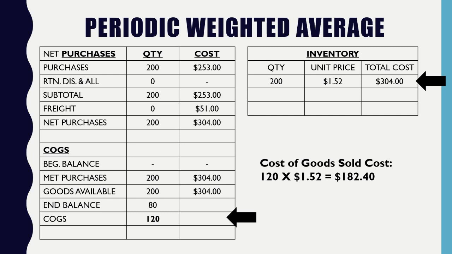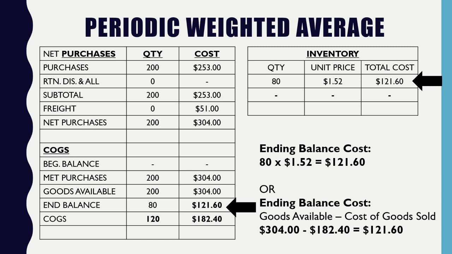So in this case, I need to sell 120. Well, great. We can just take 120 and multiply it by the average cost per item. And that's going to give you $182.40. So boom. Okay. And then now we need to solve for our ending balance, which in this case is going to be the 80 units left remaining at $1.52. So that's going to give you $121.60. Or you could take your goods available of 304 and minus the cost of goods sold to get the same exact answer.